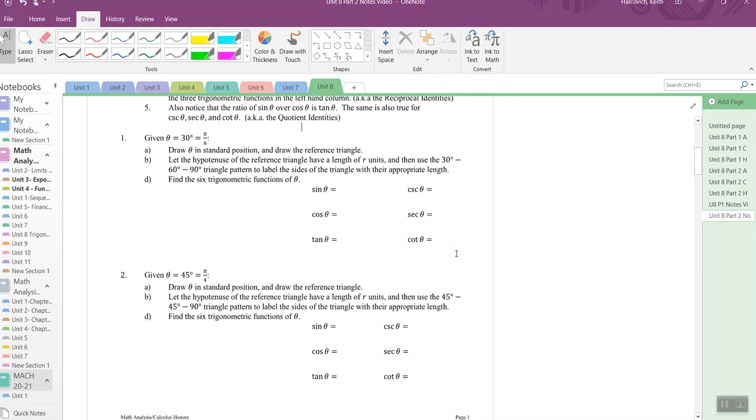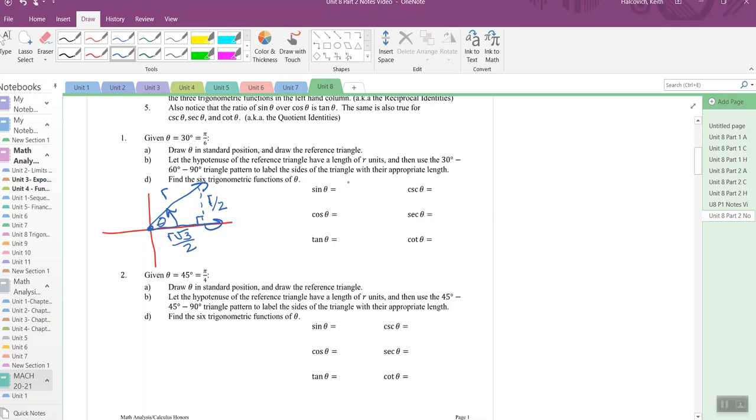So some special right triangles, remember 30 degrees. So if we draw the angle in standard position, and then we draw the reference triangle. Remember, that's 30 degrees, so opposite the 30 is always the 1. But in this case, it wants the hypotenuse to be r. So then this is going to be r over 2. And then opposite the 60 is always rad 3 bigger, so it's r rad 3 over 2.